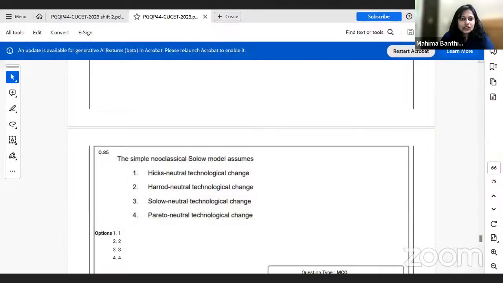All right, so this is, see, simple neoclassical Solow model assumes which of these things. So Hicks neutral is some ratio of K by L needs to be the same. Harrod neutral means the technological change is labor augmenting.